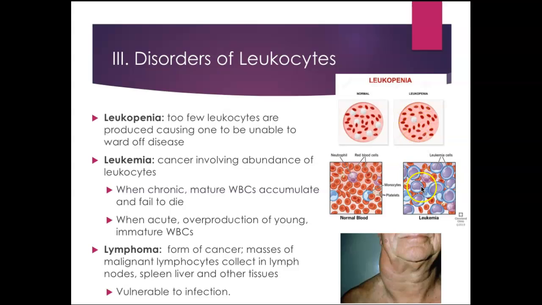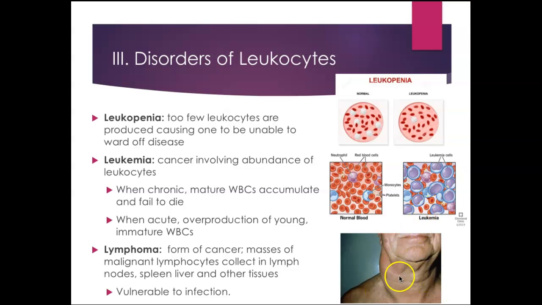Then we have people that suffer from leukemia. This is a cancer in which we have an abundance of these white blood cells. When this is chronic, we'll see that the mature white blood cells will accumulate and fail to die. And if it is an acute phase, then we have an overproduction of young and mature white blood cells.